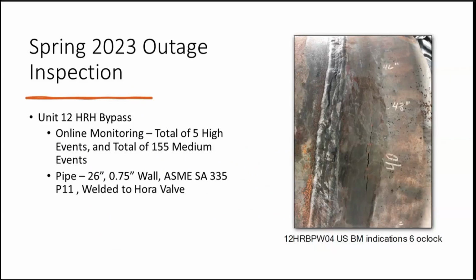Okay, so fast forward, 2023 outage. We were seeing temperature impingement events at our hot reheat bypass number 12 again, even after the lance redesign. As you can see in our online monitoring, we've had 5 high events and a total of 155 medium events. So it was enough to go in there and actually do NDT. Just for reference, this is a 26-inch, 3/4 inch thick wall. It's P11 material welded to a P11 bore valve.